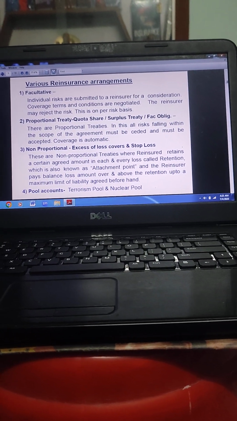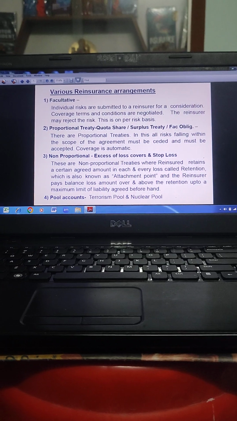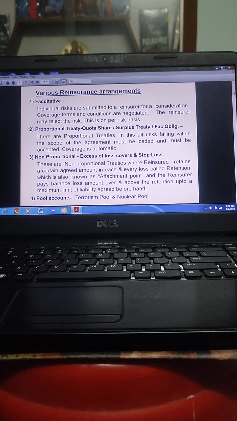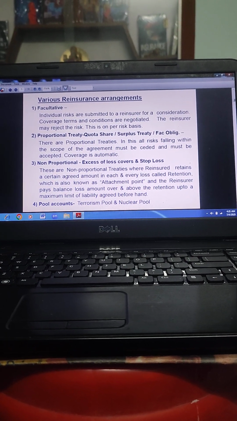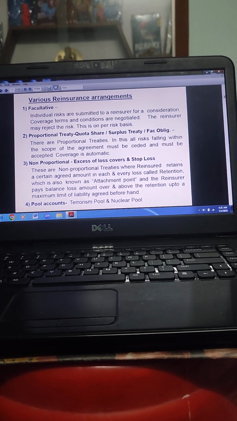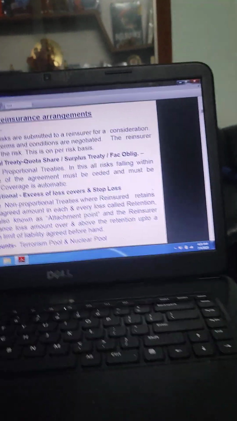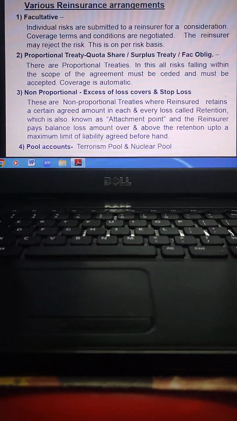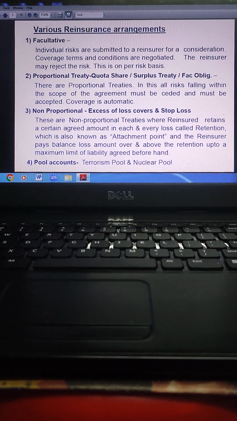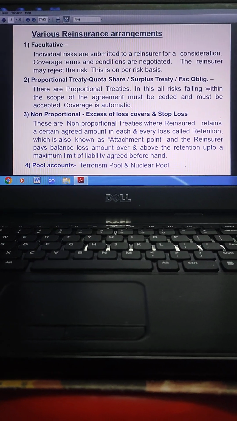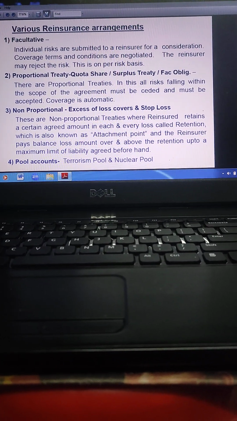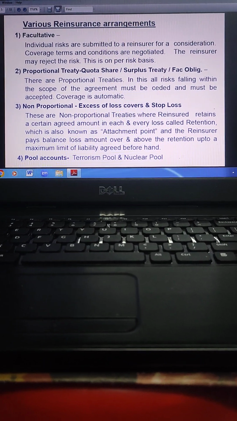But in non-proportional, that is excess of loss and stop loss, these are non-proportional treaties where the reinsured retains a certain agreed amount on each and every loss, called retention, which is also known as attachment point. The reinsurer pays the balance loss amount over and above the retention up to a maximum limit of liability agreed beforehand. As far as pool accounts are concerned, terrorism pool and nuclear pool are already there.